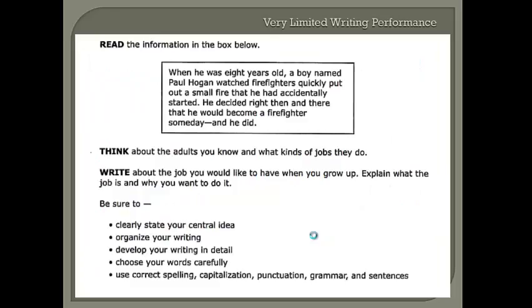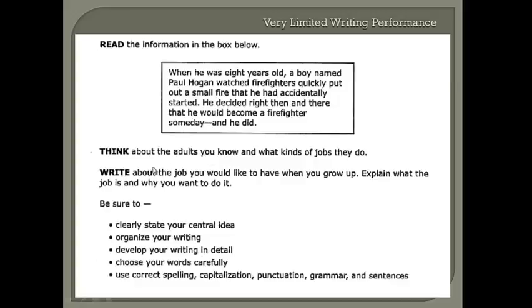So let's look at the prompt itself. We have, read the information in the box below, and here is the example. In the box they usually give types of examples to act as a stimulus or trigger for the brain to start thinking about certain ideas. When he was 8 years old, a boy named Paul Hogan watched firefighters quickly put out a small fire that he had accidentally started. He decided right then and there that he would become a firefighter someday, and he did. Think about the adults you know and what kinds of jobs they do. So you have the think. It went from a person having a particular job to now think of other people that might have some jobs.